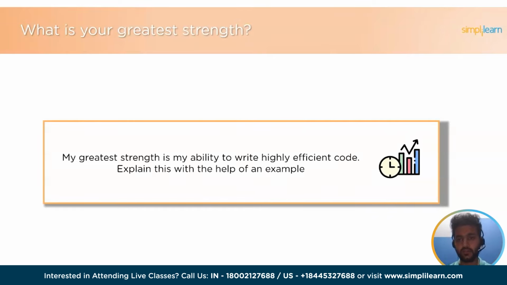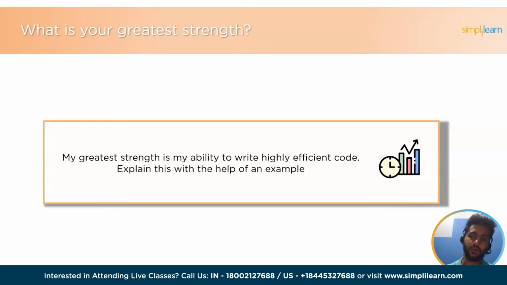So when answering this question in an HR interview, it's important to be specific and provide examples to back up your answer. One approach is to identify a particular skill or technology that you excel in and explain how you have used that strength to contribute to past projects or teams. For example, you might say my greatest strength as a software developer is my ability to write highly efficient and optimized code. For example, in my previous role, I was able to significantly improve the performance of our application by identifying and addressing bottlenecks in the code. I also enjoy solving complex problems and coming up with innovative solutions. So this is how you can answer this kind of question.